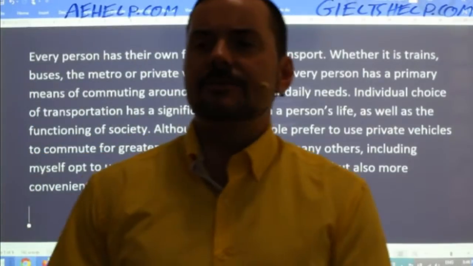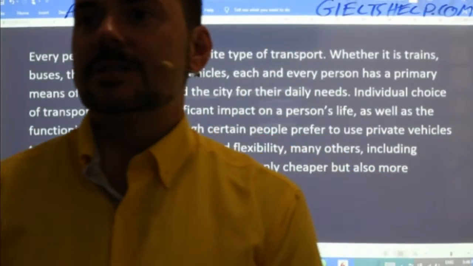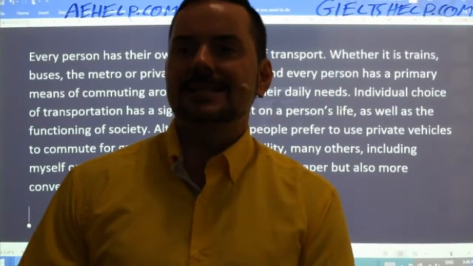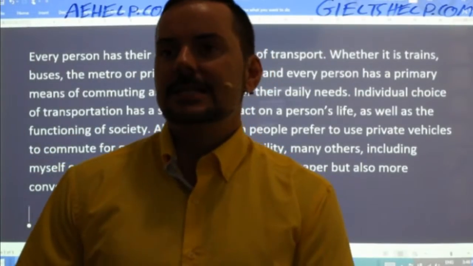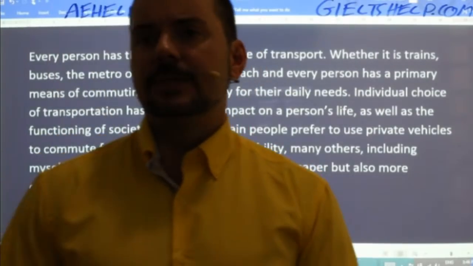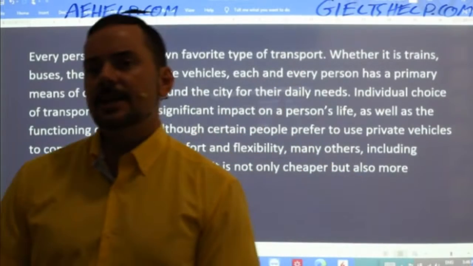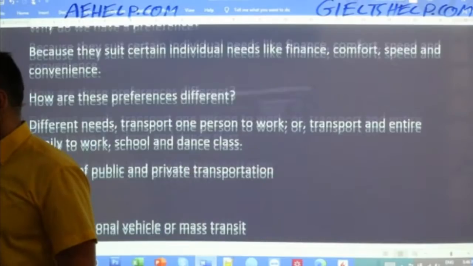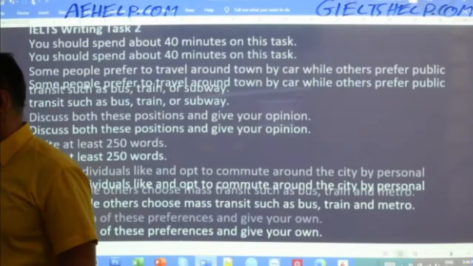Lydia says, sir, I've got a question. Is it a correct way to say both these types of transport have their own benefits and drawbacks at the end of the thesis? No, I wouldn't discuss drawbacks here, Lydia. Okay. Again, Lydia, it's a good question. Pay attention to the original question, right? It's really important, students, that you pay close attention.